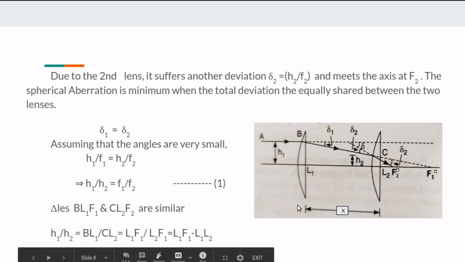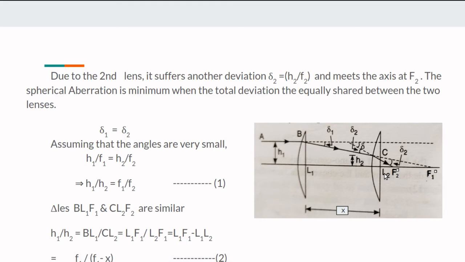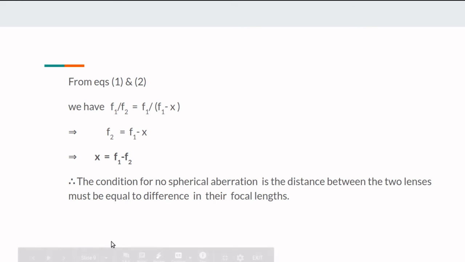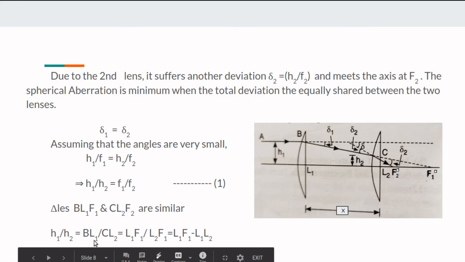Therefore, we know the value of L1 F1, but we don't know the value of L2 F1. In order to simplify, L2 F1 is the total length L1 F1 minus L1 L2. Therefore, L2 F1 is equal to L1 F1 minus L1 L2. This is equation 2.